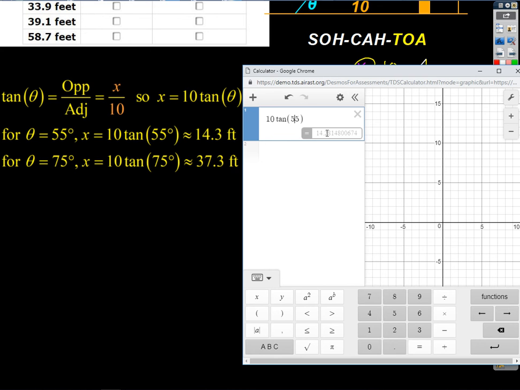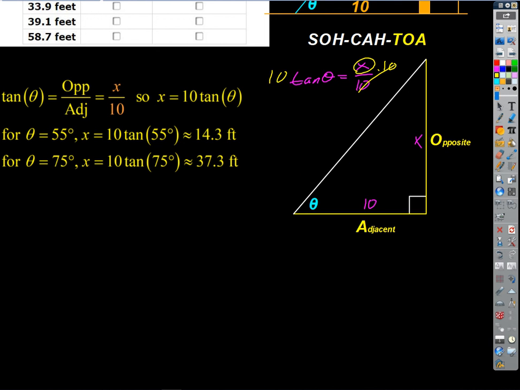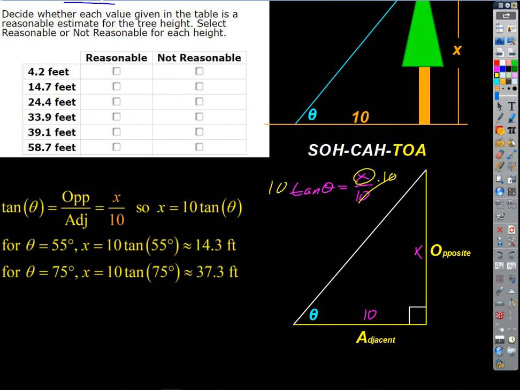If I plug in 10 times the tangent of 75, it rounds to 37.3. And we just need to find all of the answers that are within that range, right? So 14.7 is between 14.3 and 37.3. That would work, but the rest of these are all outside of our range, so they wouldn't work, okay? So it seems like a really big problem, but that's really all it's working with, the SOHCAHTOA stuff.